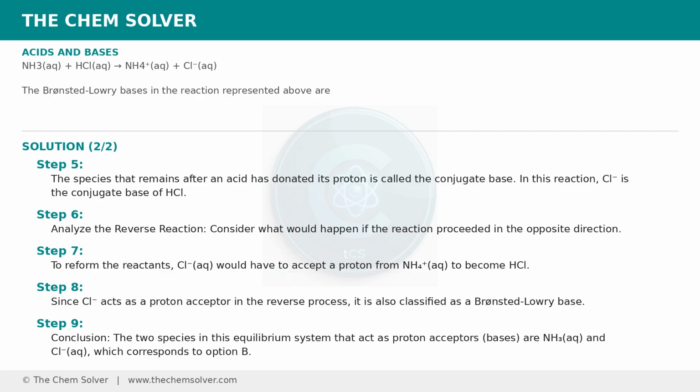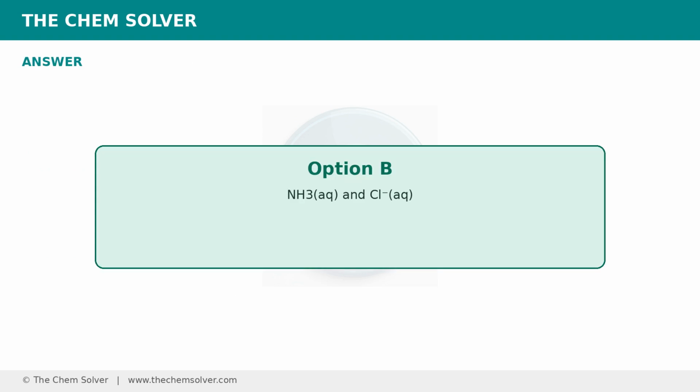Conclusion: the two species in this equilibrium system that act as proton acceptors, bases, are NH3 and Cl⁻, which corresponds to option B. The correct answer is option B, NH3 and Cl⁻.